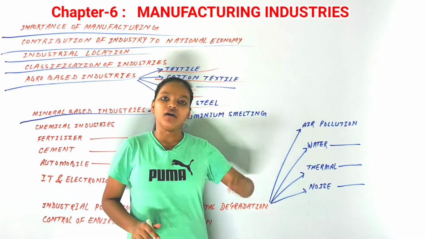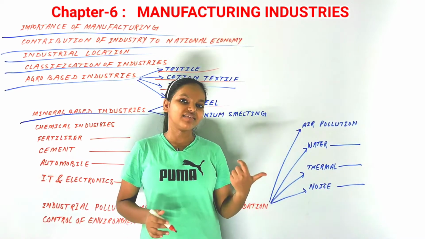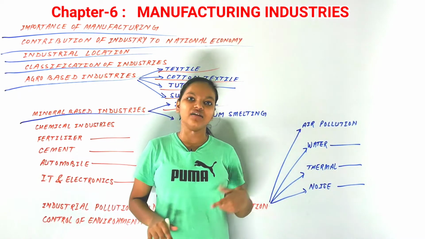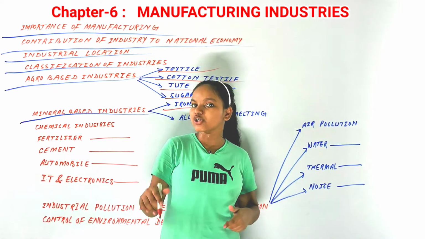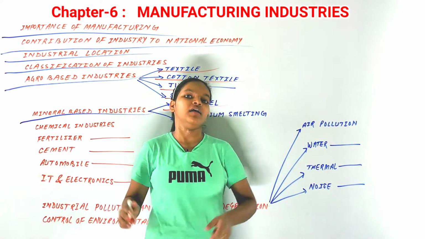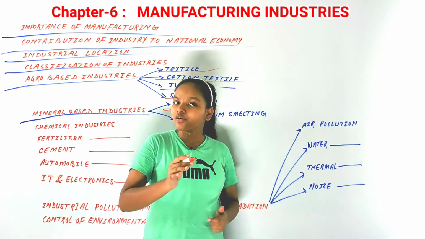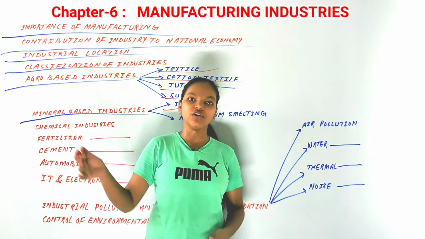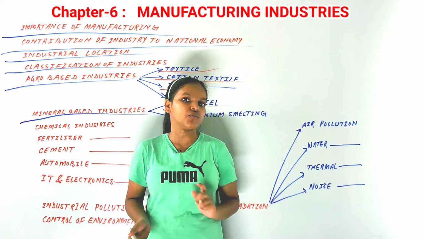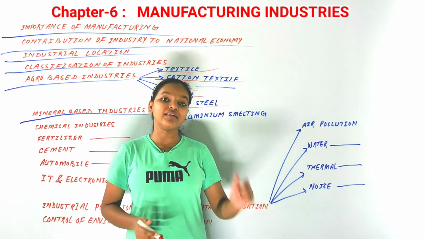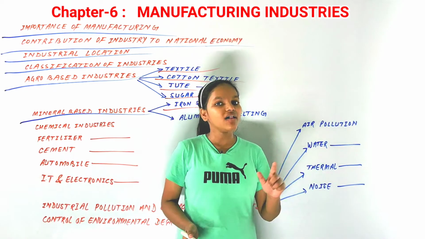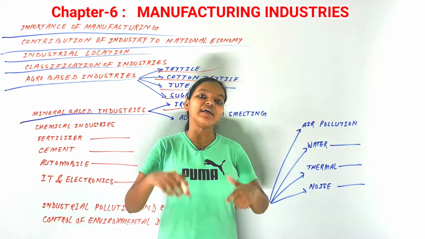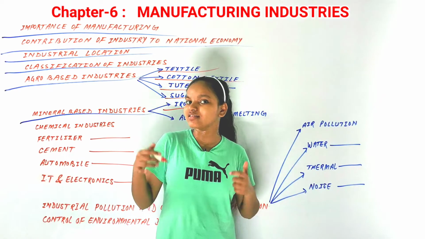The raw materials for this industry are iron ore, coking coal and limestone. They are required in the ratio 4:2:1, that is iron ore, coking coal, limestone, 4:2:1. These three are required for making steel in this industry. In some cases, manganese is also used to harden the steel.